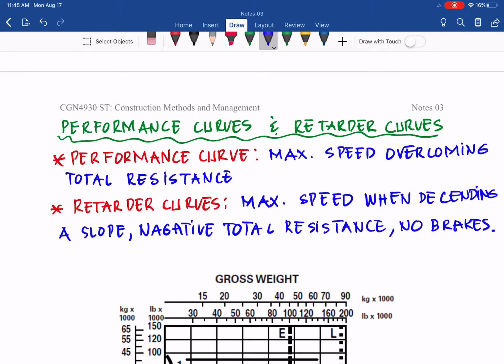And first, I just define here the two types of curve we use. The first is performance curve, basically to determine the maximum speed overcoming total resistance. So in that case, the equipment goes uphill with the positive total resistance or effective grade. The second scenario, when we go downhill, the effective grade or the total resistance is negative, and when the equipment is braking, we use retarder curve to determine the speed.